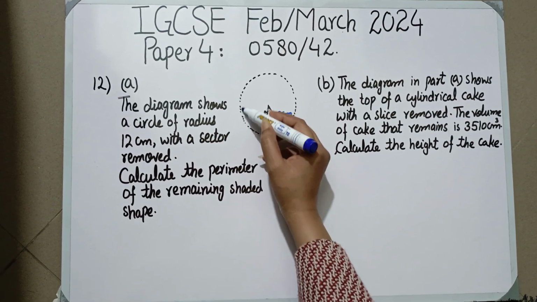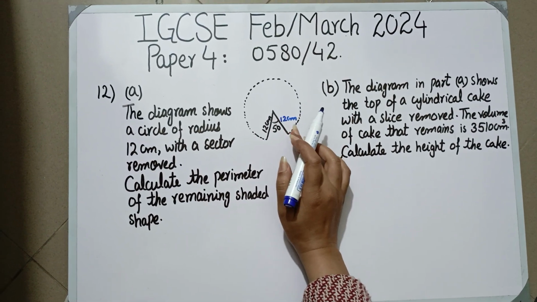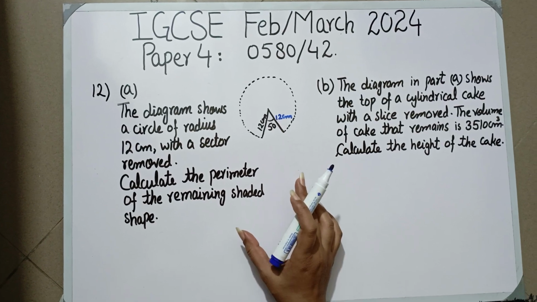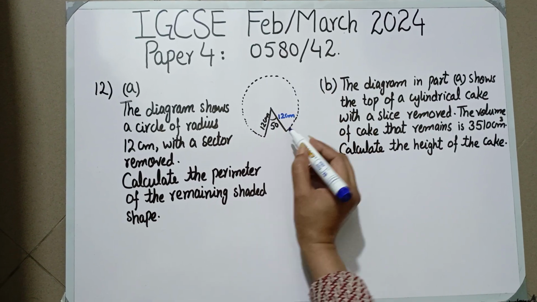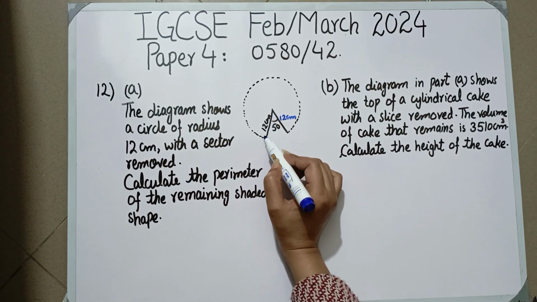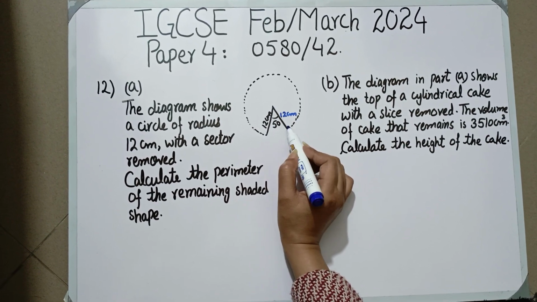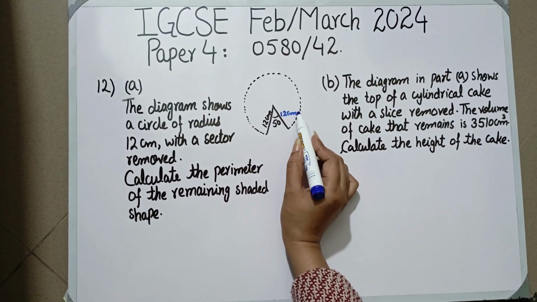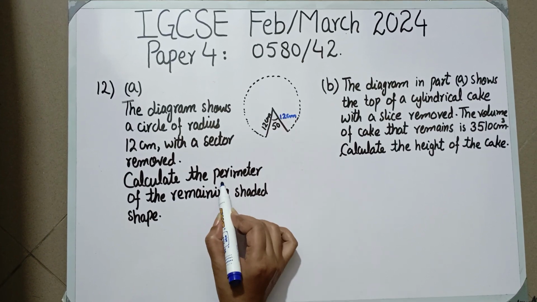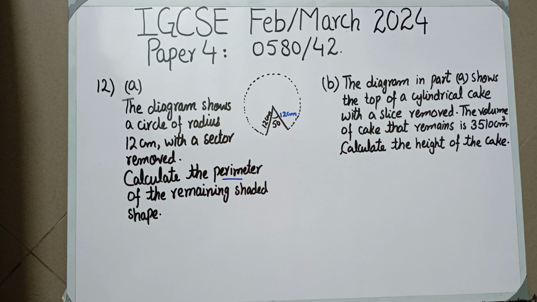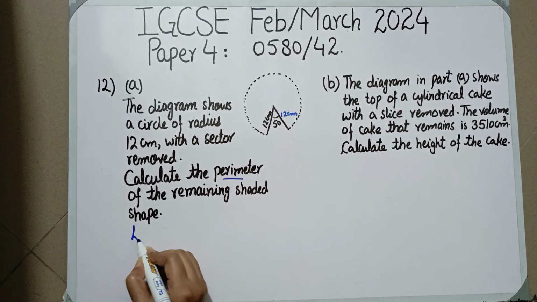This is actually the shaded area. You have to calculate the perimeter. The perimeter involves the following things. First of all, you have to find this dotted boundary with two radius. 12 plus 12 will be 24, while you have to calculate the length of this dotted line in order to get the whole of perimeter. First of all, you will calculate the length.